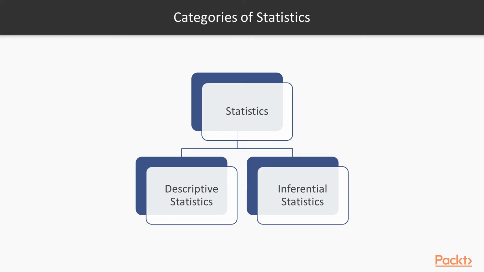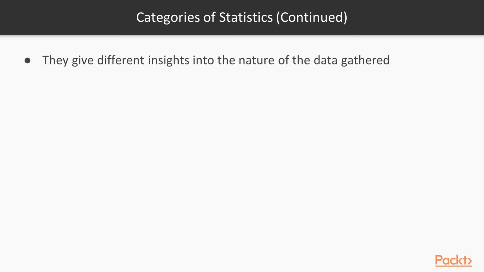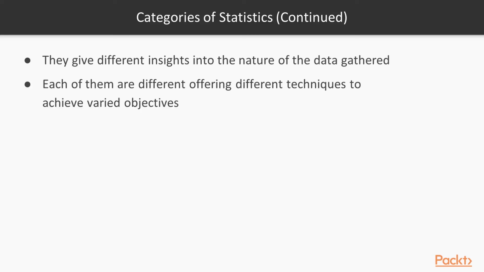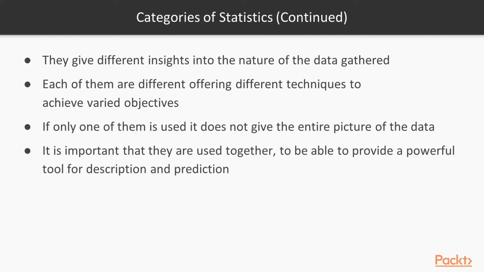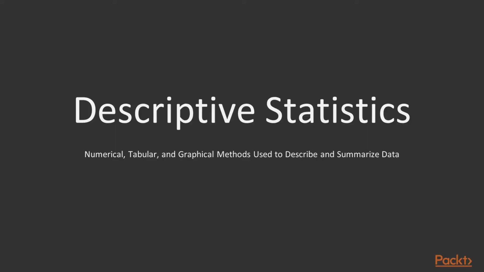There are two main branches or methods of statistics, descriptive statistics and inferential statistics. Both of these give different insights into the nature of the data gathered. Each of them is different, offering different techniques to achieve varied objectives. But if only one of them is used, it does not give the entire picture of the data. So, it is important that they are used together to provide a powerful tool for description and prediction. Now, what is descriptive statistics?